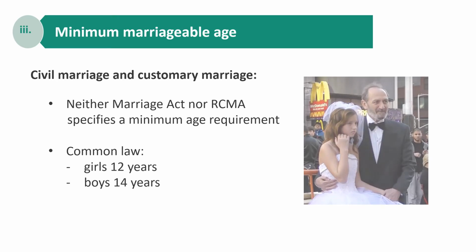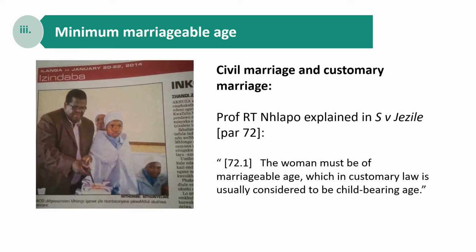14. In the case of State versus Jazile, which was also mentioned last week when we were dealing with consensus in the context of customary marriages, Professor Ronald Nhlapo, an expert on customary law, testified that in customary law, a woman is considered to be of marriageable age when she is able to bear children. This can be taken as a confirmation that the minimum age in terms of the common law likely also applies to customary marriages. However, nothing was said about the minimum marriageable age of boys. This immediately raises the question of whether the differentiation between the sexes, as far as the minimum age is concerned, amounts to unfair discrimination.